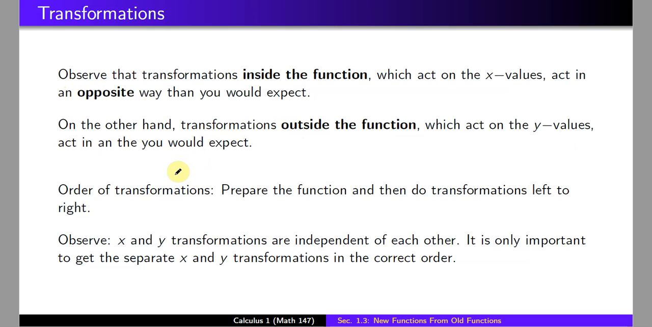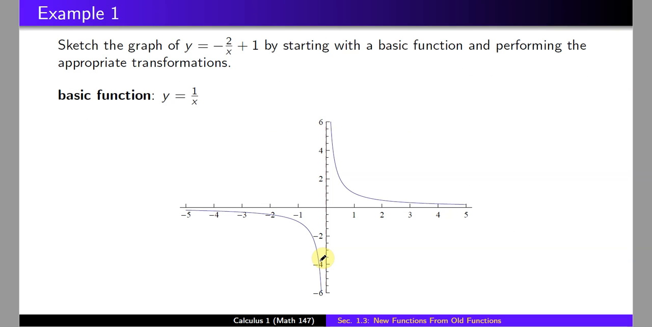The order of the transformations is going to be important as well. The way that we're going to do this is we're going to prepare the function and then do the transformations from left to right. We'll talk about what that means in a minute. Another thing to observe is that x and y transformations are independent of one another. So if we're shifting vertically and stretching horizontally, for example, those two things act independently. So it's really only important to get the separate x and y transformations done in the proper order. Now let's talk about that in a little more detail. Why is the order so important?